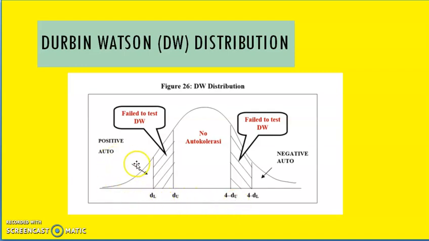Okay, now the first section is positive autocorrelation, and next is the zone where we fail to detect autocorrelation, then no autocorrelation, and here again the zone where the test is inconclusive, and the final zone is negative autocorrelation. What is the meaning of this? Okay, let's go to the next slide.